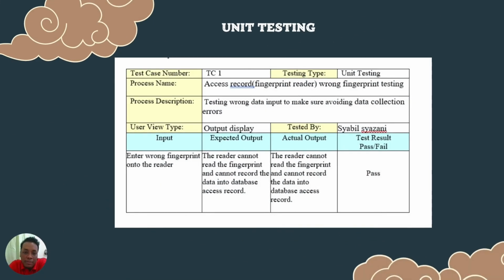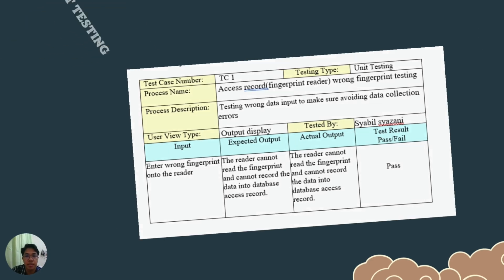Okay, next I can pass to Syabil. Unit testing. In this testing, we want to test using wrong fingerprint. We want to test wrong data input to make sure avoiding data collection errors. First of all, for input, we enter wrong fingerprint onto the reader, and our expected output is the reader cannot read the fingerprint and cannot record the data into database access record, and our actual output is same as our expected output, and our result is pass.